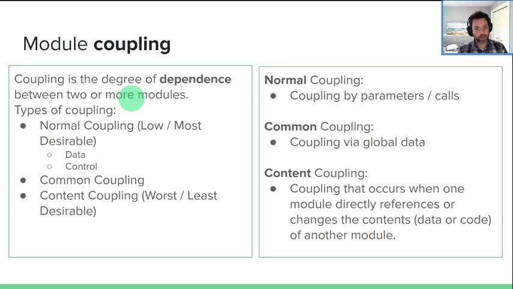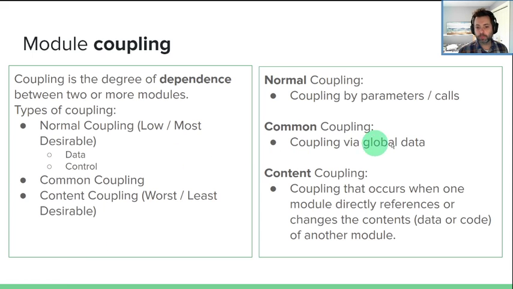And if I have to make an update in class B, and it's very tightly coupled with classes C through Z, I'm going to have to also update all of those other classes to make the change that I made in class B work. So typically you want coupling by parameters, coupling via function calls. That's normal coupling, that's okay. Nothing too bad there. Then we also have common coupling and content coupling.